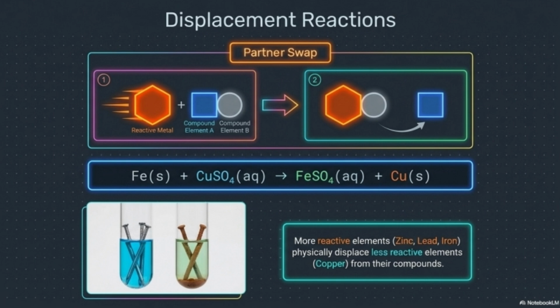Now let's look at displacement reactions. Think of this as an atomic partner swap. A more reactive metal will physically evict a less reactive metal from its compound. When you place blue-colored copper sulfate solution with iron nails, the iron displaces the copper, turning the solution green and leaving a reddish-brown copper deposit on the nails.